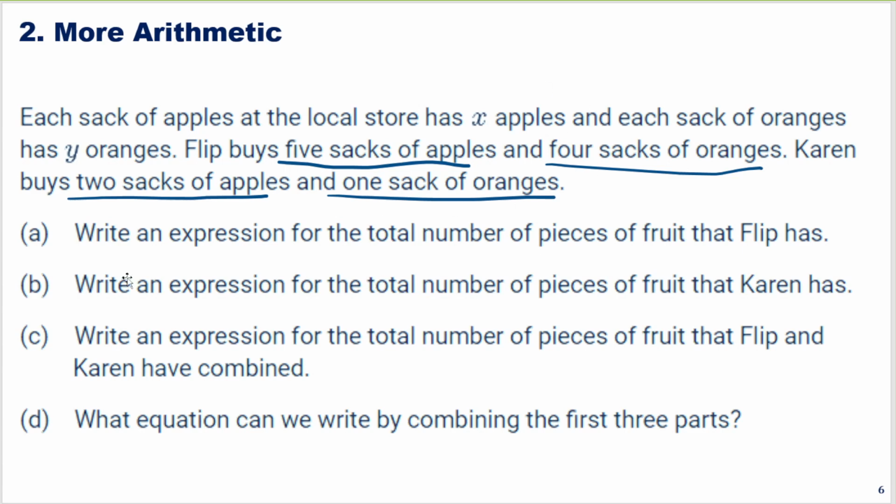Again, I'll give you 1 minute to think about this question. Probably 2 minutes, and we'll have a look at the solution together, okay? Remember, the very first step to solve a word problem is to convert the natural language into the algebraic language.